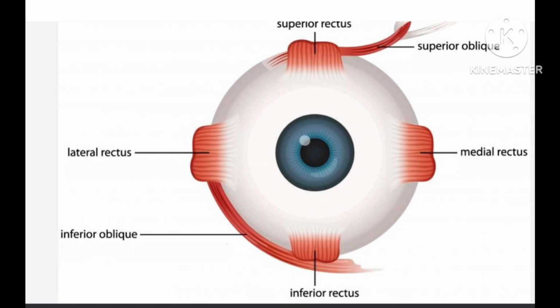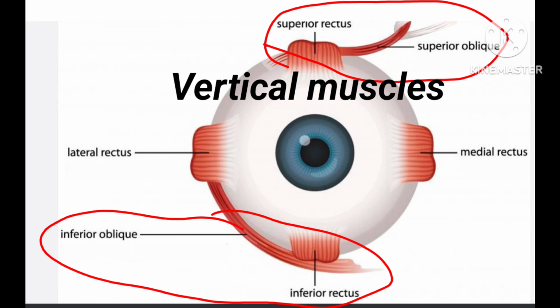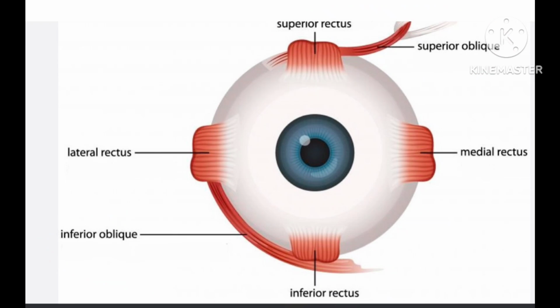Those muscles can be classified into 2 groups, vertical muscles and horizontal muscles. Vertical muscles of the eyeball are superior oblique and superior rectus, inferior oblique and inferior rectus. These 4 muscles together are called vertical muscles because they are attached at the top and bottom of the eyeball, and that helps us to rotate the eyeball up and down.